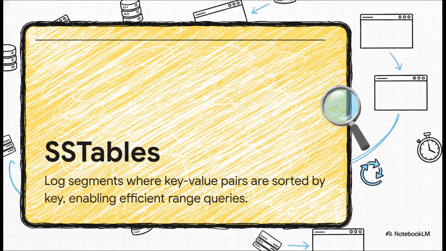Let's get a little more advanced. SSTables, or sorted string tables, are basically log files where all the key-value pairs are kept sorted by the key. And this is a huge deal because it lets you do really efficient range queries, like get me all the records between key A and key Z.